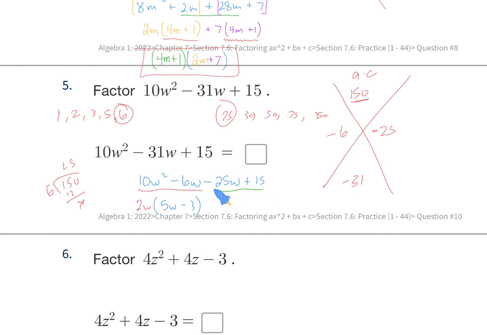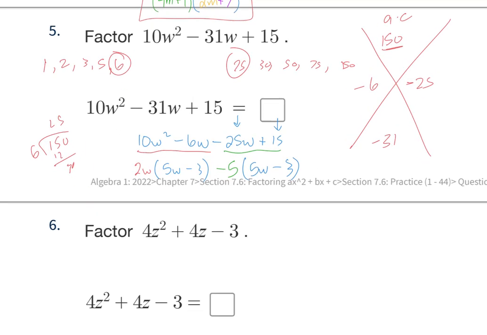So what we're going to have to do is take out a negative 5. Why a negative? Because if you factor a negative away from that, it's going to be positive. If you factor a negative away from that, it will become negative. So that's what we're going to do. We're going to factor out a negative 5, and what we have is 5w positive, because this was negative, now it's positive. Minus 3 because this was positive, now it's negative.